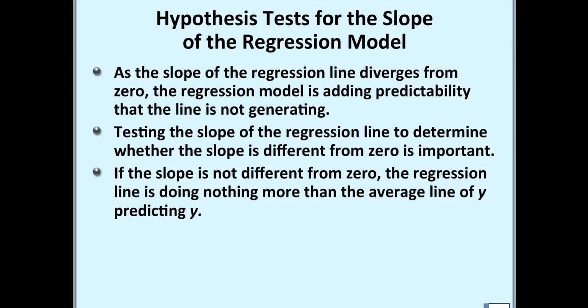If the slope is not different from 0, the regression line is doing nothing more than the average line of y predicting y. Remember, in rudimentary math, ideally we want to use x to predict y. But if this line is parallel to this axis, and that is when y is equal to beta 0, that means irrespective of value of x, you always predict the same thing for y, and you predict this amount. So ideally you want to have beta 1 different from 0.